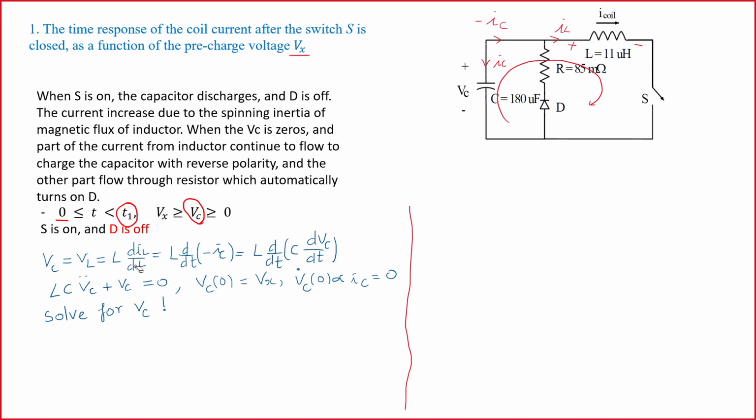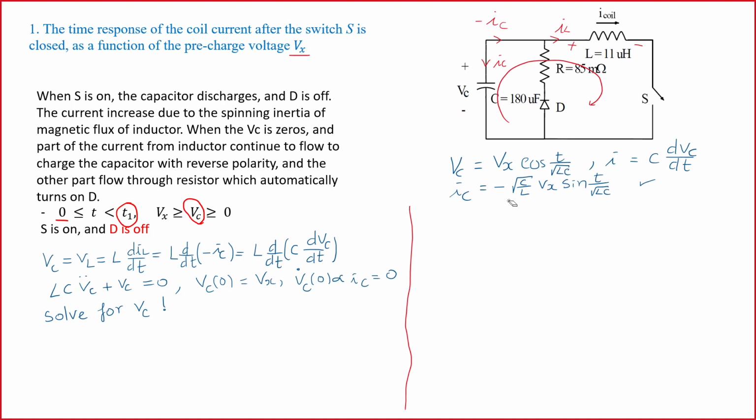The equation of the circuit with two components only, capacitor and inductor, has this form, second order, with initial conditions: the voltage on the capacitor is VH, and the initial current, which is proportional to the derivative of VC, is 0. So you solve this equation to find VC. I'm not going to show the detail of how you solve it, because this is just a second order ordinary differential equation.